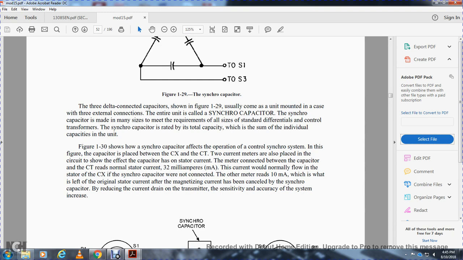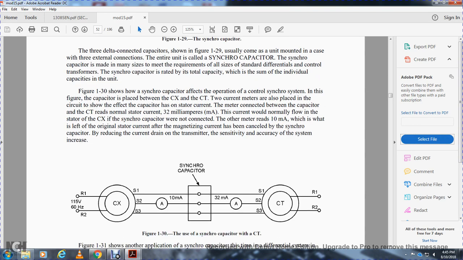The meter normally reads a current of 32 milliamperes, which normally flows into the stator of the control transmitter. With the synchronizing capacitor connected, the other meter reads 10 milliamperes. The original stator current, the magnetizing current, has been canceled by the synchro capacitor. By reducing the current drain on the transmitter, the sensitivity and accuracy of the system increase.